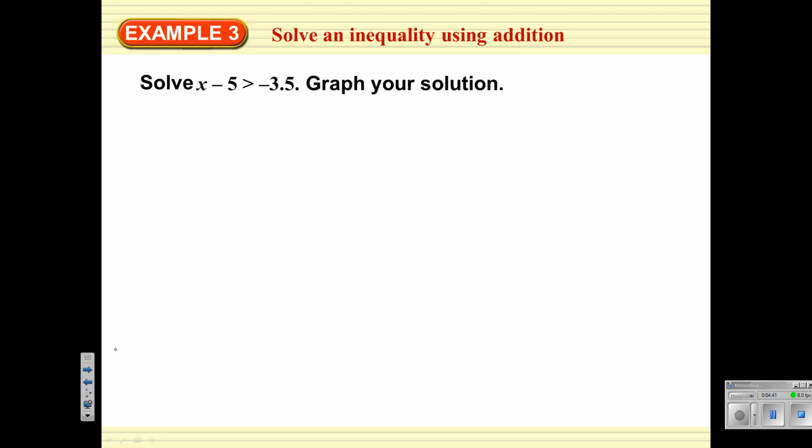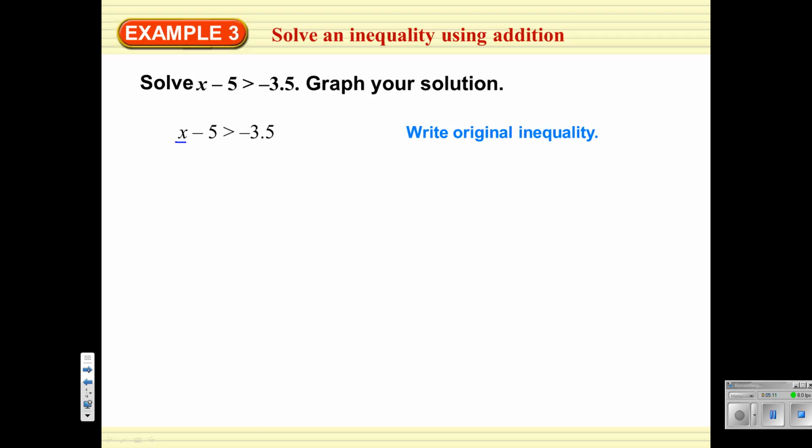All right, example 3, solving an inequality using addition. Just like with equations, we are not going to draw a line down the middle, but it's very similar to how we solve equations. We do the same ideas. So we're going to write our original inequality. If you have it on your paper, you can work from there or you can rewrite it. The goal obviously is to get x by itself. And right now we have x minus 5.